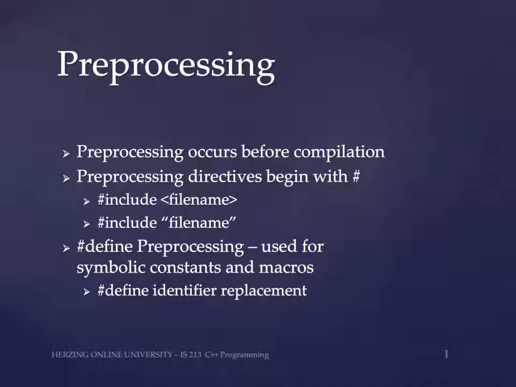So the preprocessor does not understand C++. It simply replaces any occurrence of identifier by replacement. So if we take for example define pi 3.14159, this replaces all subsequent occurrences of the symbolic constant pi with the number constant 3.14159.